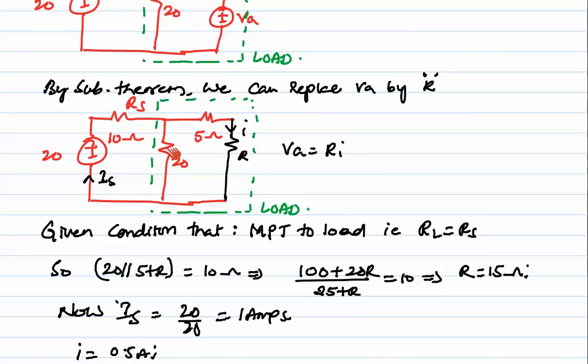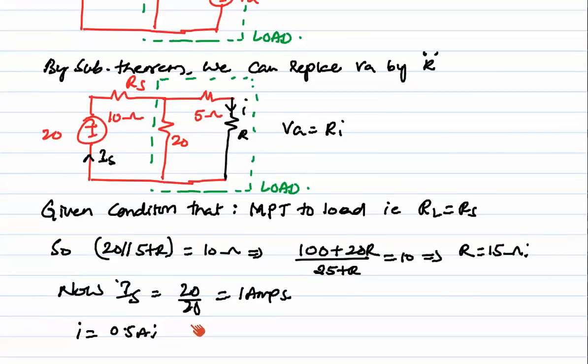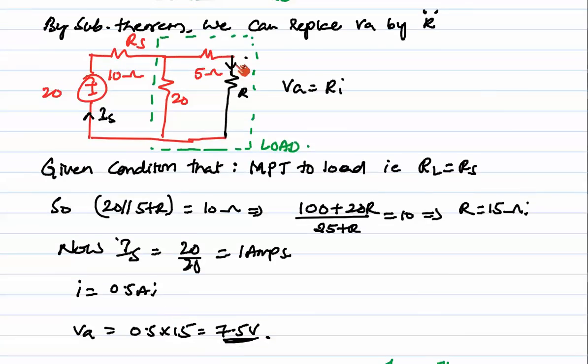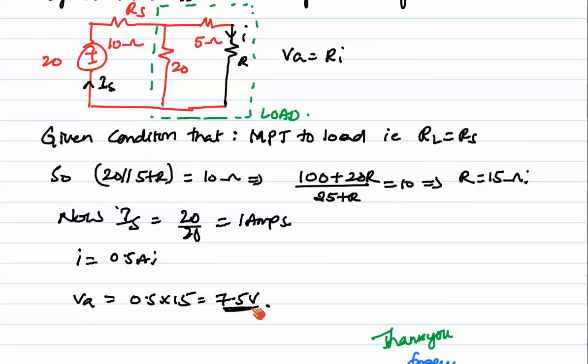20 in parallel with 10. So 10 plus 10, 20. So the total current IS is equal to 20 by 20, that is 1 amp here. And now in this case I is nothing but 0.5 amps. Okay, so now VA is equal to R, that is 15 into 0.5, which is equal to 7.5 volts.